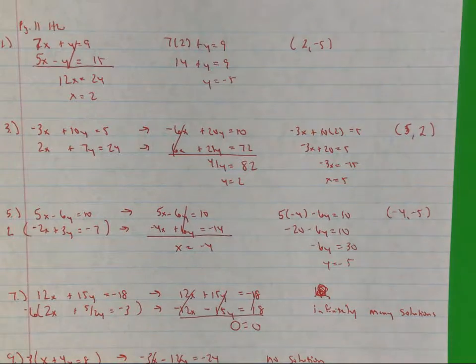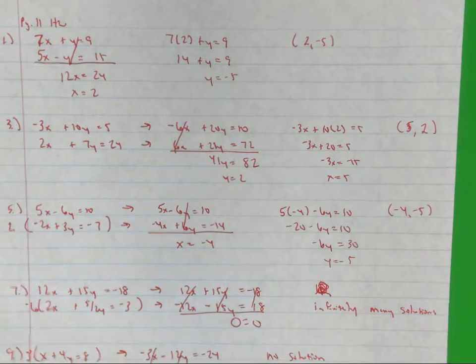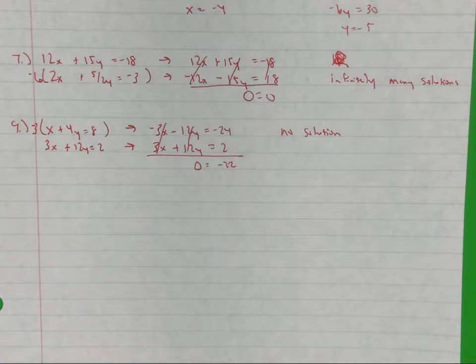Alright. That test on Thursday. Alright, number 1, 2, 3. We're good on those? Okay. There's 7 and 9. 7 is infinitely many. Number 9 is no solution because that is not a true statement. 0 is not equal to negative 12.